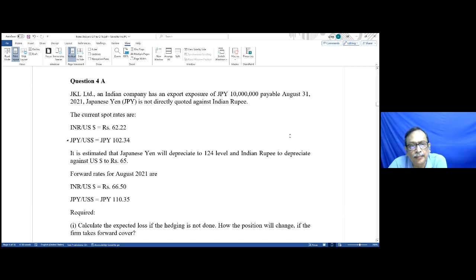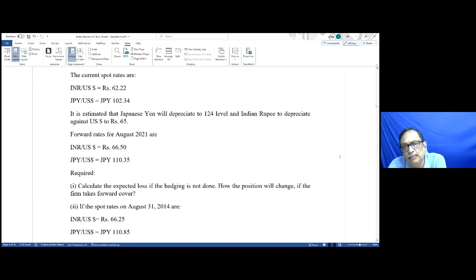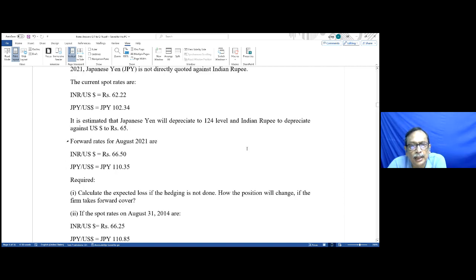It is estimated that Japanese yen will depreciate to 124 level and Indian rupee to depreciate against US dollar to rupees 65. Forward rates for August 2021 are INR US dollar comes to 66.50, JPY per US dollar, that is JPY 110.35.